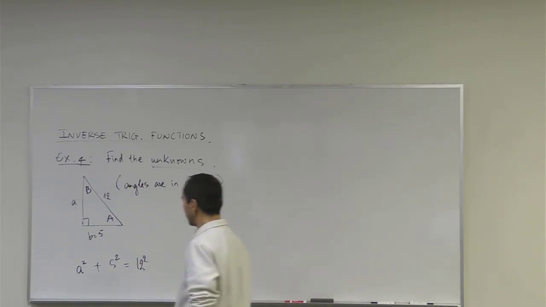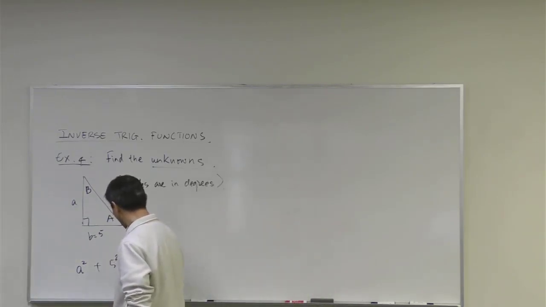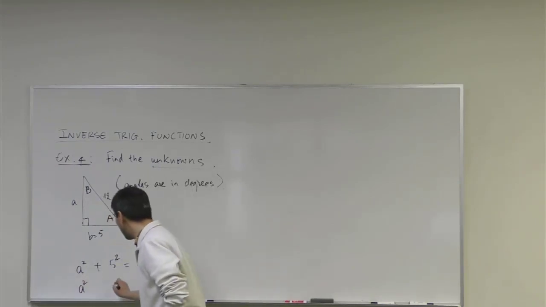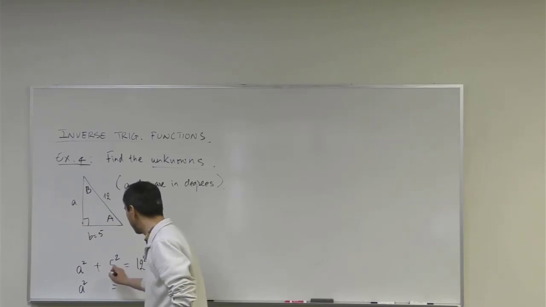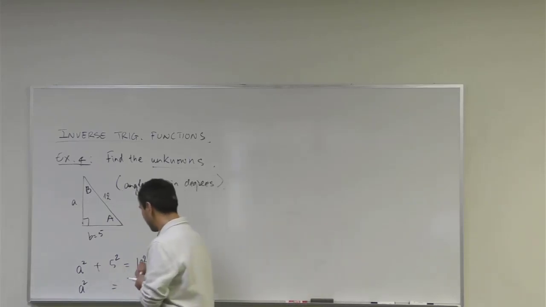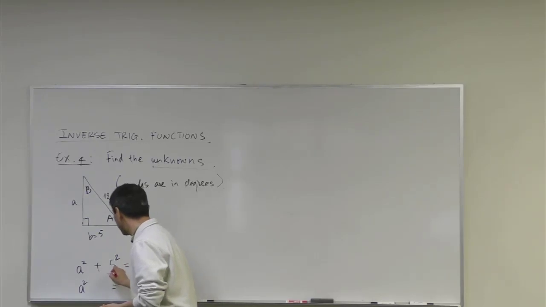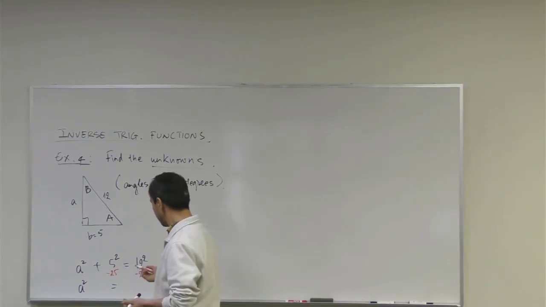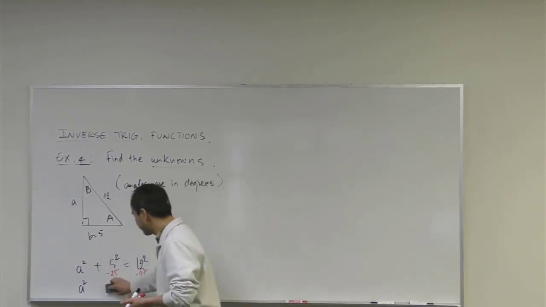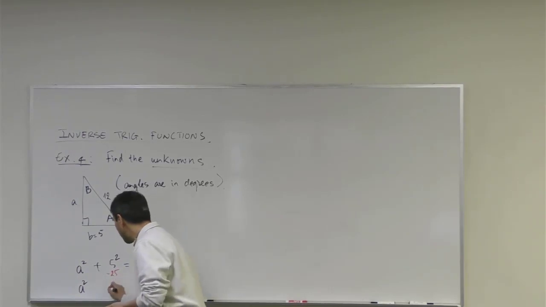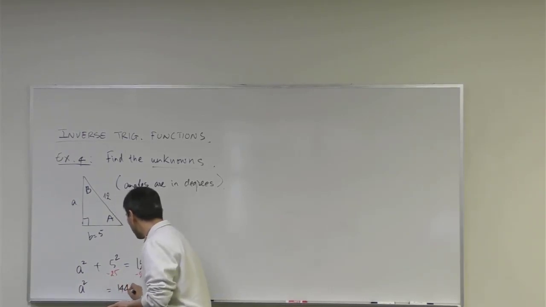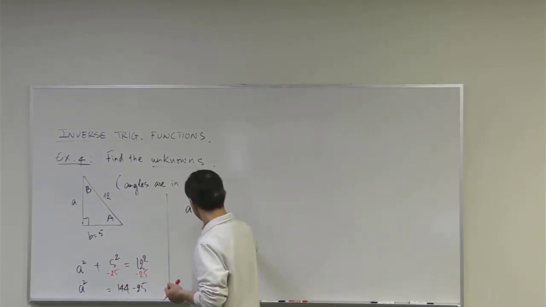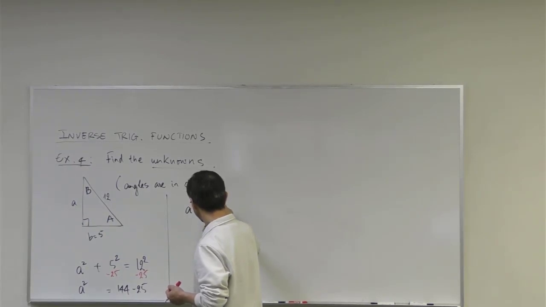And so 5 squared is 25, 12 squared is 144. Clearly we can go a squared equals, and I'm going to subtract the 25. Let me note that with red ink here. So we subtract the 25 from both sides of the equation, because that's 5 squared right there. We end up with a squared equals 144 minus 25, which is 119.